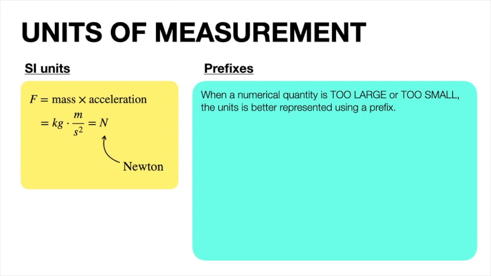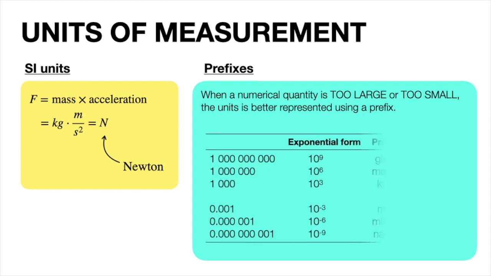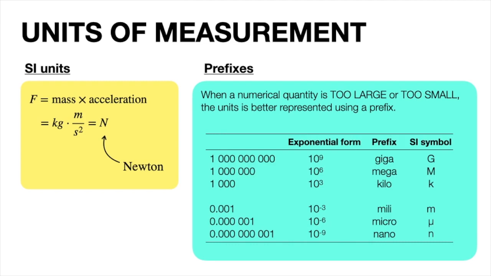Again, prefix is a recap of your physics or math class during your high school. The prefix for 1 billion or 10 to the power of 9 is giga, and the symbol is capital G. So if you got a force value of 1 billion Newton, then you can simply represent it with 1 giganewton. Okay, the prefix of 1 million or 10 to the power of 6 is mega, and the symbol is capital M. The prefix of 1000 or 10 to the power of 3 is kilo. Okay, that is if the quantity is too large.